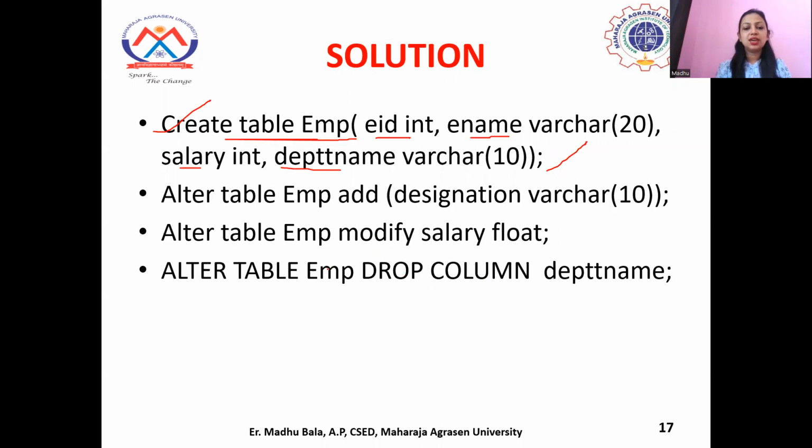Moving towards the first part of the question, that was to add an attribute named designation to the table. Now, we already have four columns here. Now we want to add a fifth column, that is designation. So the syntax would be ALTER TABLE employee ADD. ADD is the keyword. And then what is the name of the new column? That is designation, along with its data type. So this command will automatically add a column designation to the existing structure.